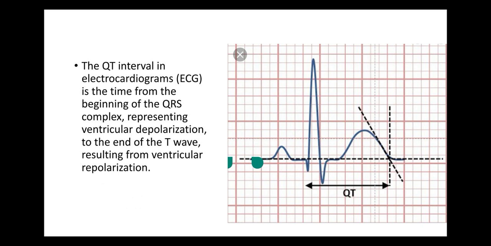The QT interval in an ECG is from the beginning of the QRS complex, representing ventricular depolarization, to the end of the T wave resulting from ventricular repolarization. What do you mean by QT? It is the time from the beginning of the QRS complex to the end of the T wave resulting from ventricular repolarization.